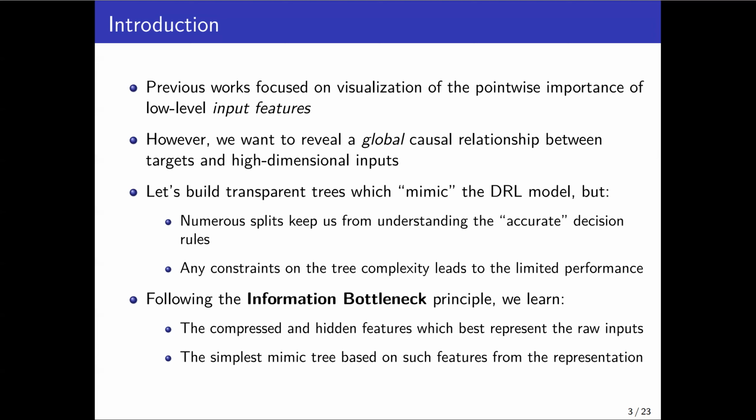So the main idea of this paper is first to learn the compressed hidden features as the best representation of the raw inputs, and then to find the simplest mimic tree based on those features, thereby balancing both faithfulness or fidelity and simplicity according to the information bottleneck principle in information theory.